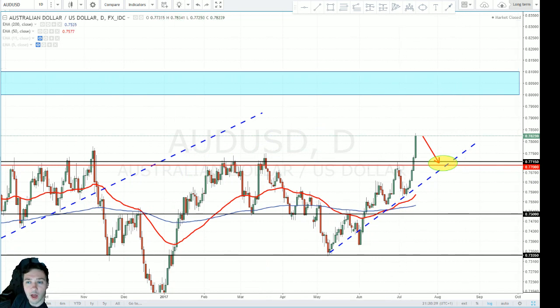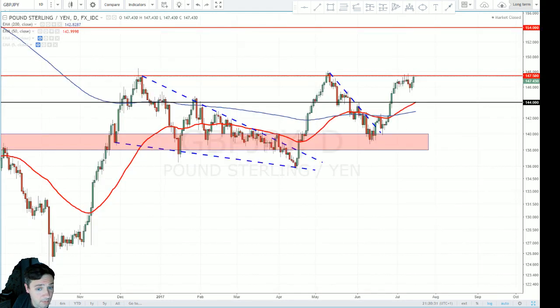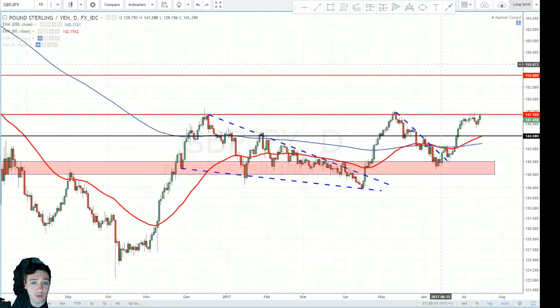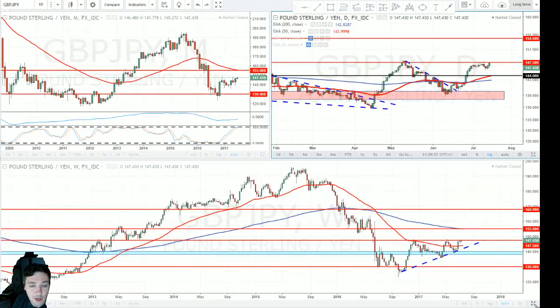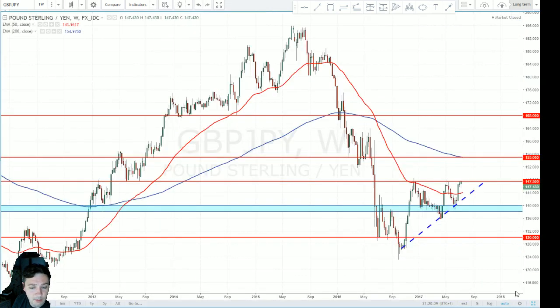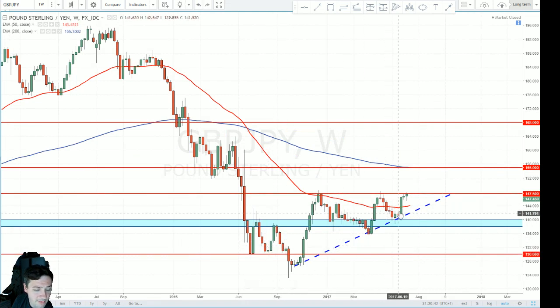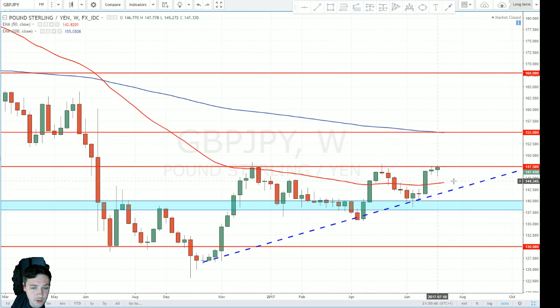So pound yen next. Now last week I said to you I'm still bullish the pound right now because of the higher time frames. Pound yen in particular at the moment, we are having higher lows, and we are in a triangle. And what we've done now is create another doji at the top here of 147.5. So we haven't closed above it yet.